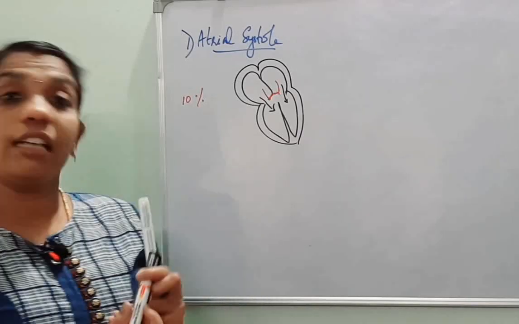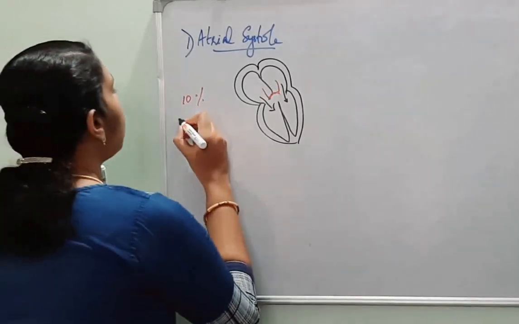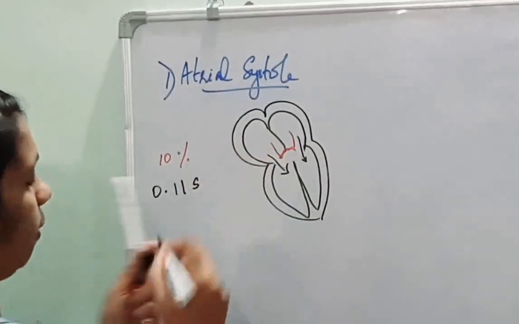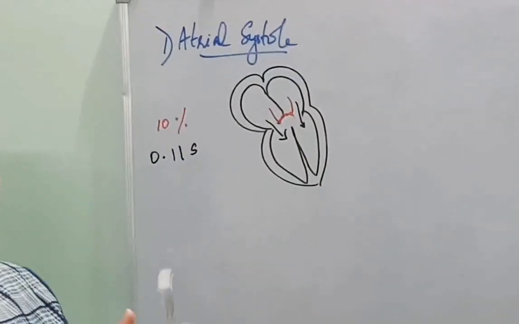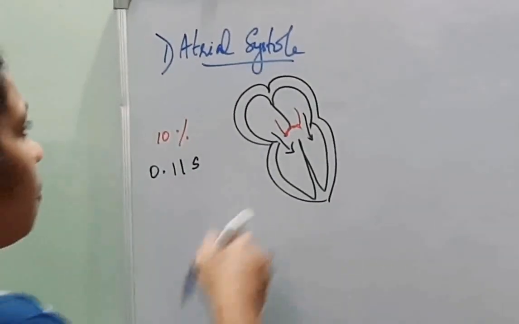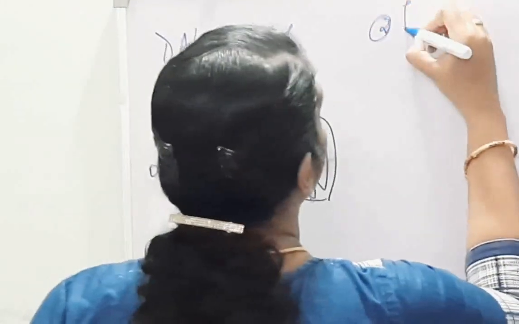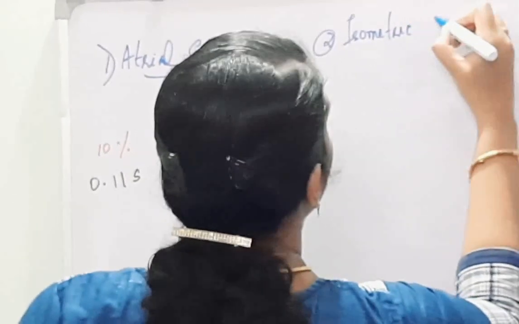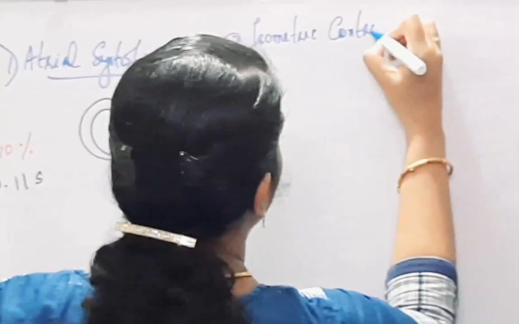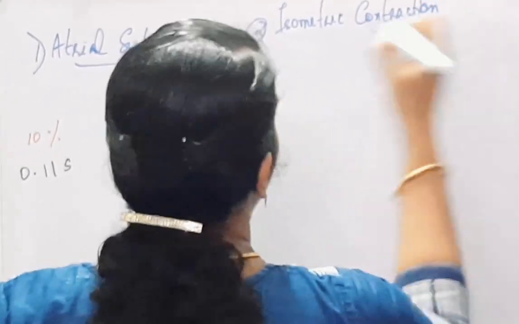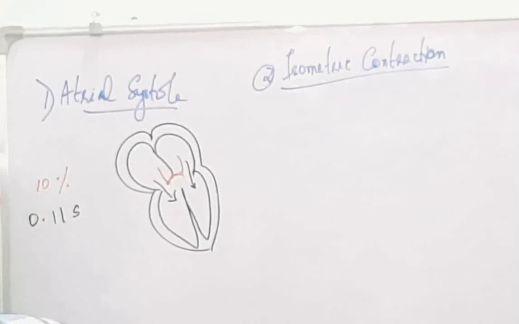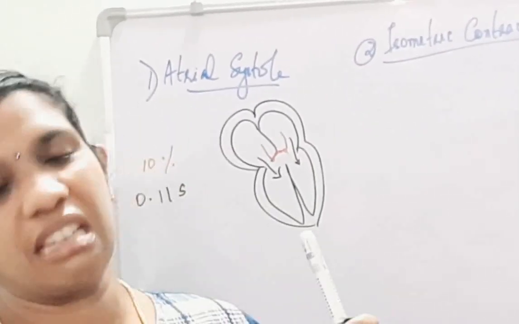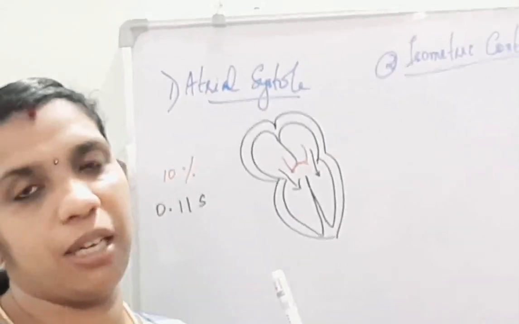You understand? The time taken for atrial systole is 0.11 second. Next, the second step is isometric contraction. Iso means same, so contraction without change in length. Both the ventricles now go into a contraction period.